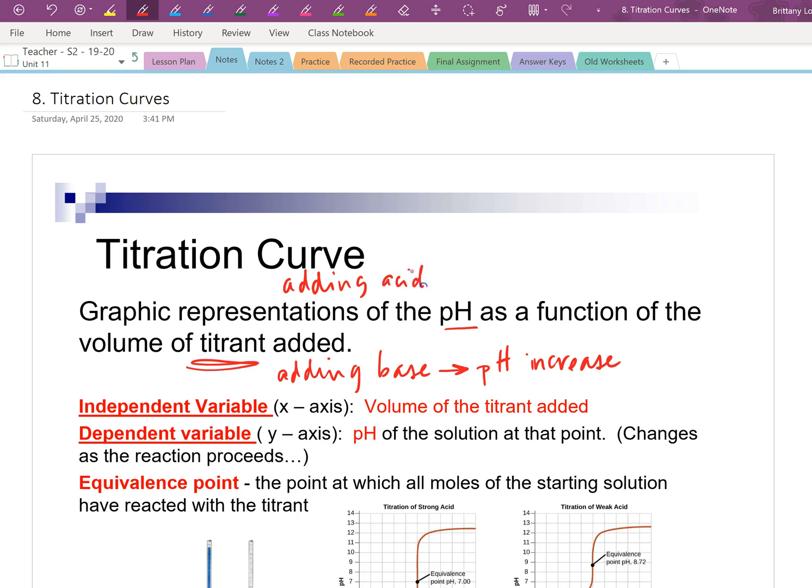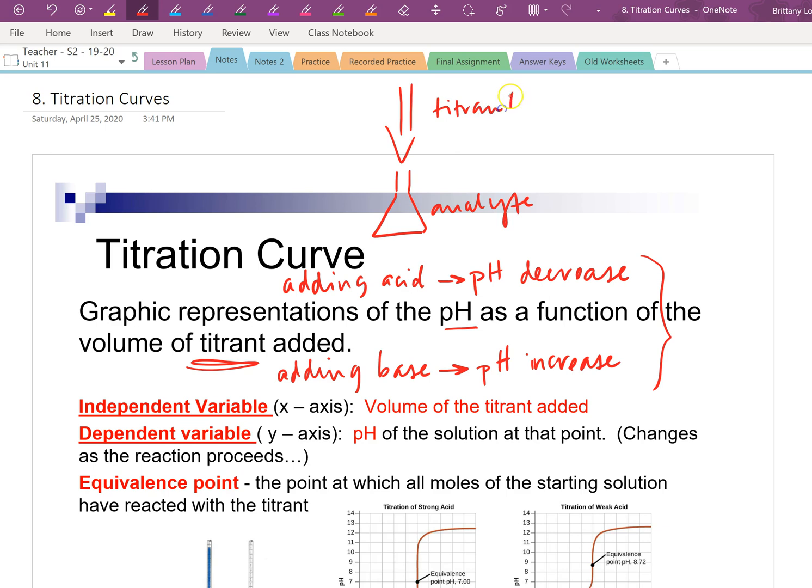If you're adding an acid, then the pH will decrease. And so that's just a feature of the plot that you can look at to understand which one is in the burette versus in the flask, right? The analyte is down here and the titrant is up there.